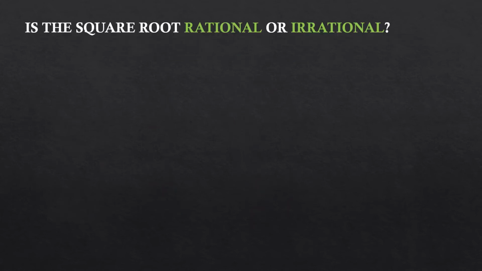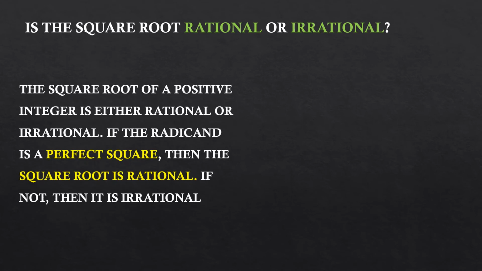Next, how are we going to know if the square root is rational or irrational? The square root of a positive integer is either rational or irrational. If the radicand is a perfect square, then the square root is rational. So you have to look at the radicand. If it is a perfect square, then it is rational. If not, then it is irrational.